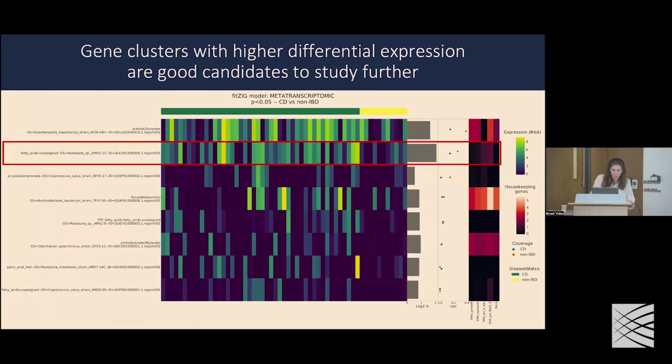And again, here we have a putative gene cluster that is significantly associated with Crohn's disease, that seems to be more abundant in Crohn's disease. It seems to be related to fatty acid metabolism. And yeah, this is another good example of a gene cluster that can be important for this specific phenotype.